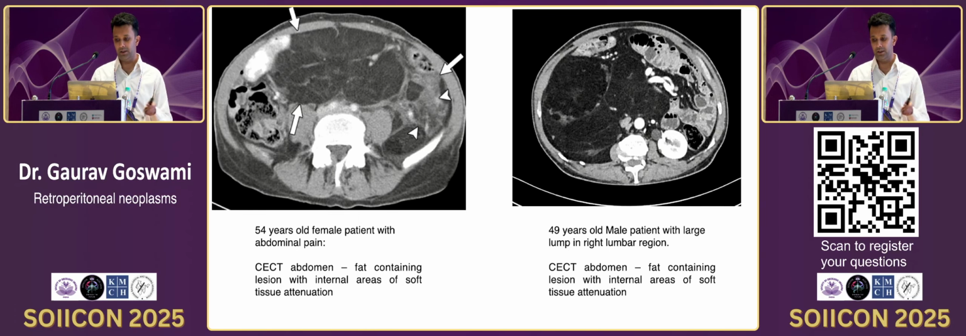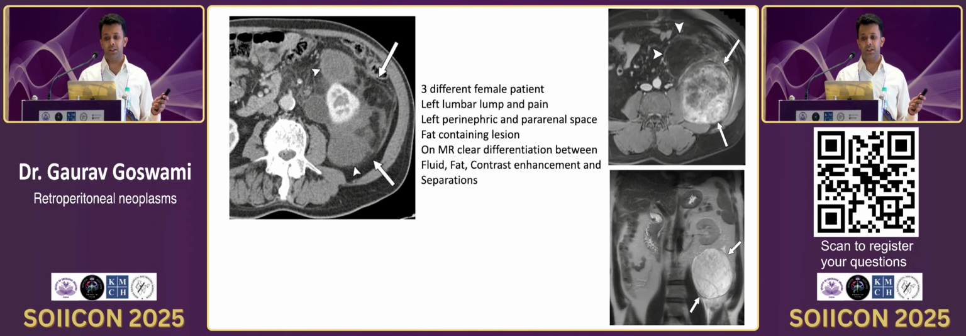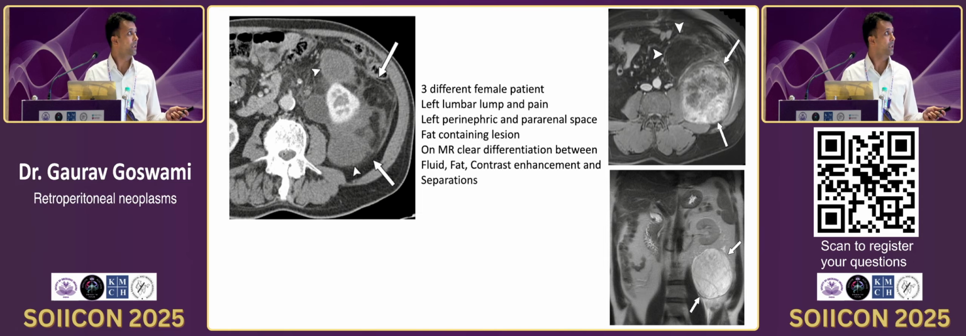And on the other side, a 49-year-old male patient with a large lump in the left lumbar region. You can easily differentiate the fat containing lesion, and this is the malignant lesion. These are three different female patients. Left lumbar region, liposarcomatous lesion.